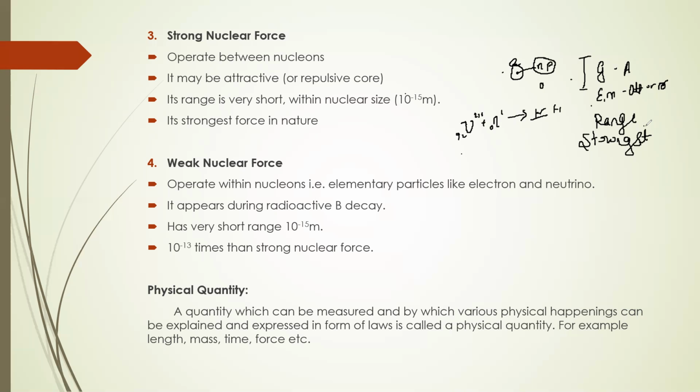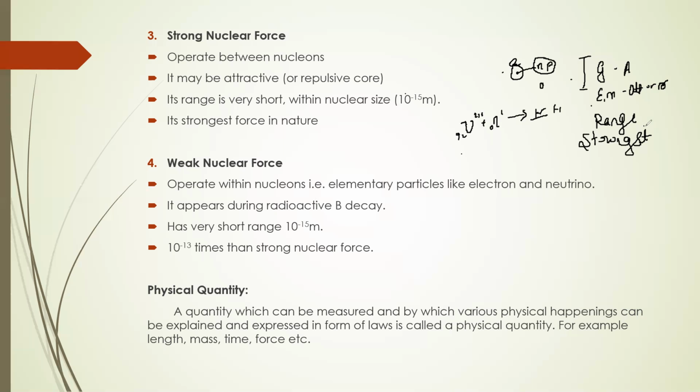That is, elementary particles like electron and neutrino. Okay. Weak nuclear force acts within the nucleons, that is, elementary particles like electron and neutrino, they are saying. It appears during the radioactive beta decay. Just now I was explaining the radioactivity phenomena. Radioactivity is, for example, when uranium is bombarded with neutron, it will give the daughter nuclei. During that time, we study different decays like alpha decay, beta decay and gamma decay.